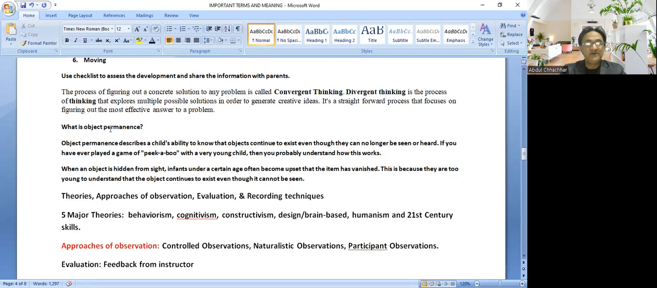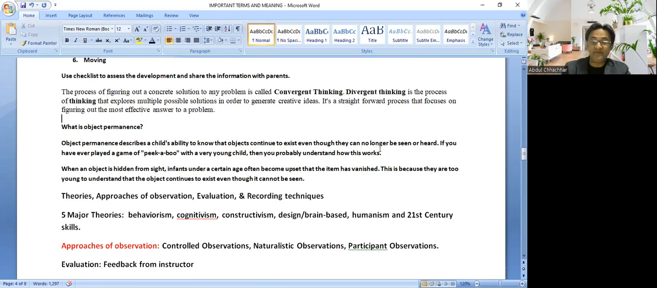What is object permanence? This is another important aspect, from Jean Piaget's theory. Object permanence describes a child's ability to know that objects continue to exist even though they can no longer be seen. Suppose you have this phone in front of your child.